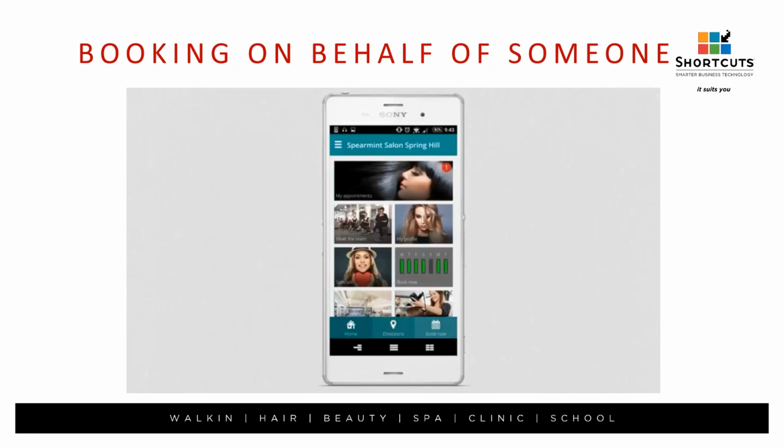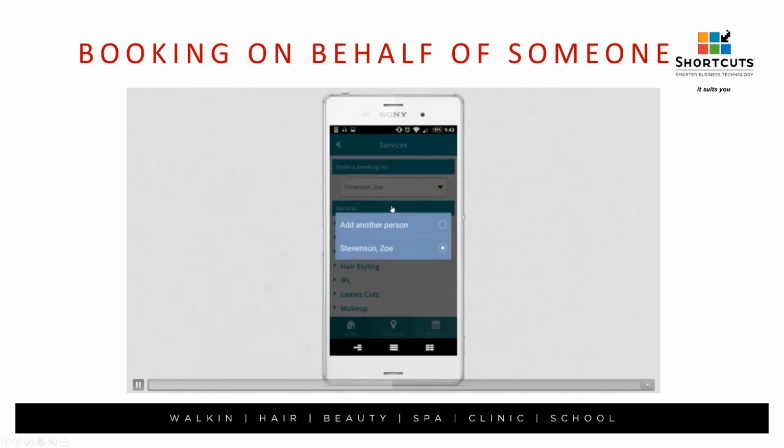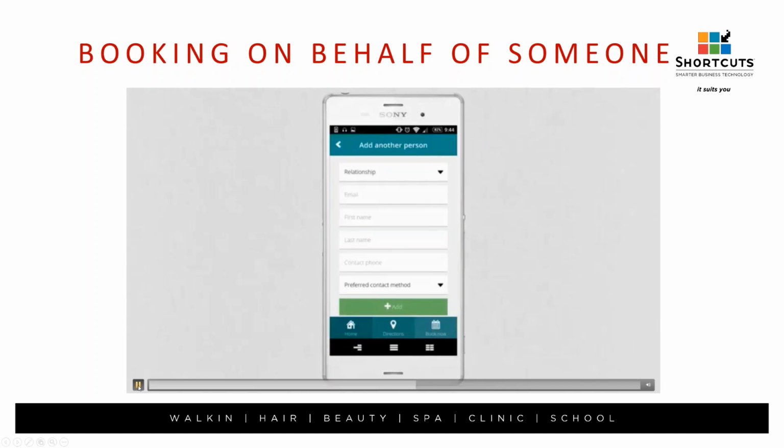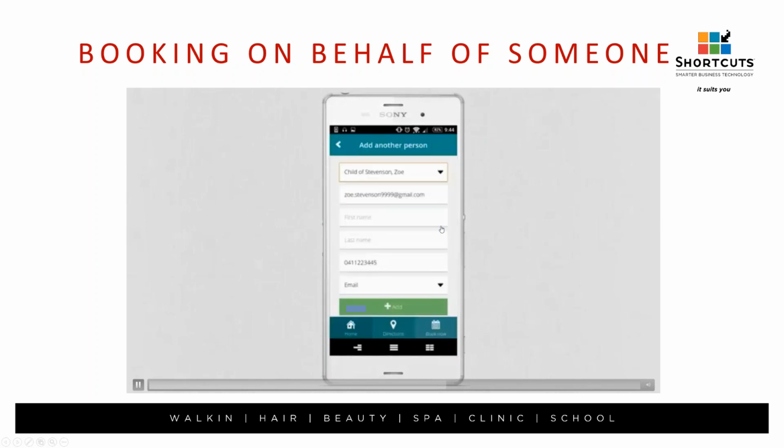Once Zoe has made her booking for herself, she then goes back to the dashboard, selects Book Now, and in the drop-down list, there's an option to choose Add Another Person. On this screen, Zoe will need to add in the details of the other person that they're making the booking for by selecting the relationship and the first name, last name, and an email address.